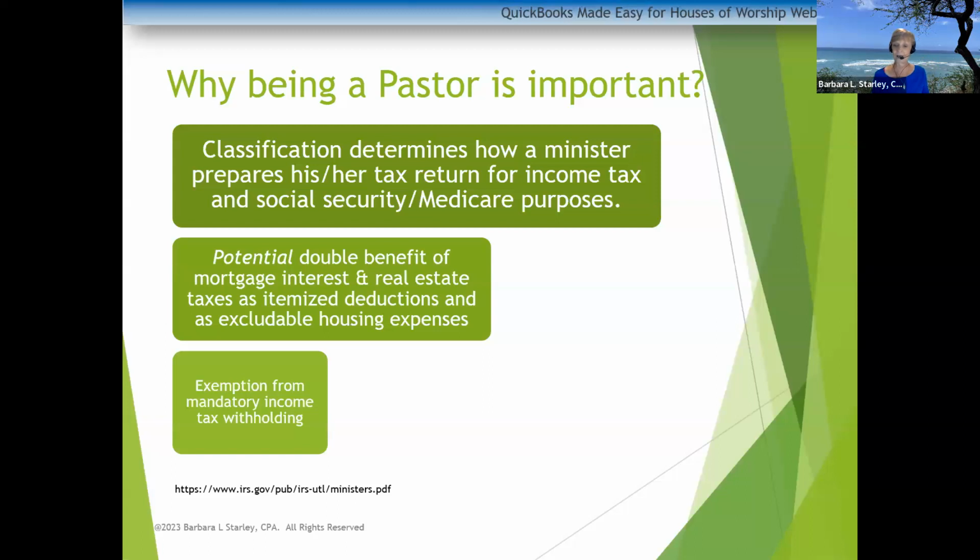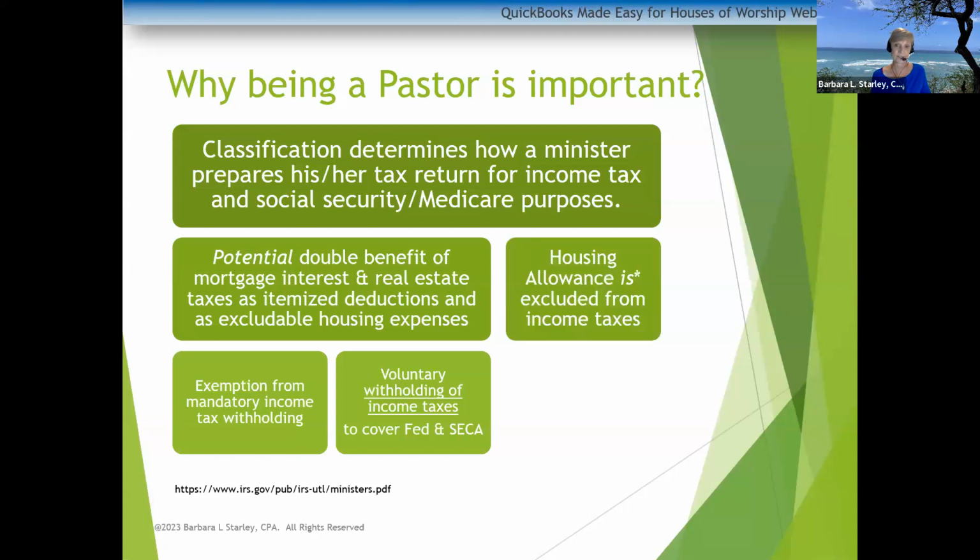Okay, so also it's important because pastors are exempt from the mandatory income tax withholding. We'll talk about that a little bit. Voluntary withholding of income taxes, they actually can ask to have taxes withheld to cover their federal and SECA taxes. The housing allowance is excludable for income tax. You'll see I have a little asterisk there as well. We'll talk about that in a second. And the exemption from SE tax is available to pastors under very limited circumstances.